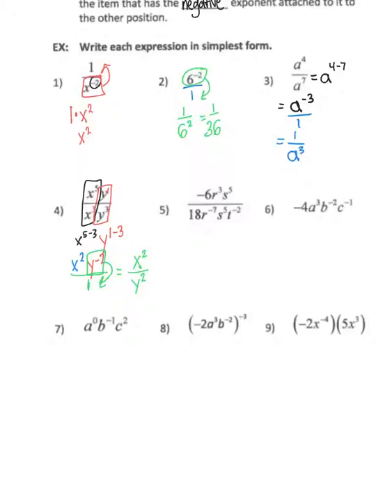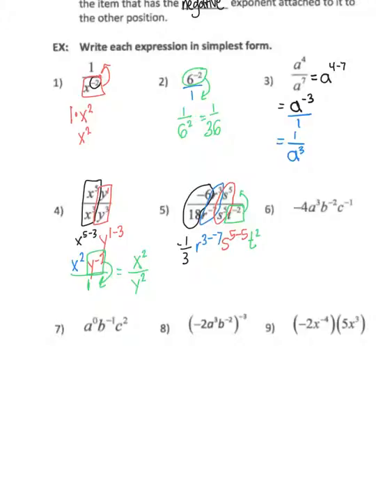Okay, let's look at number 5. I'm going to start with my constants out front here. I have negative 6 over 18. Well, I know that simplifies to a negative 1 over 3. Then I have my r to the 3rd and r to the negative 7th. So that's going to be r to the 3 minus a negative 7. Then I have my s's. I have s to the 5th minus 5. And then finally I have this t to the negative 2 on bottom. If I want that to become positive, I'm going to bring it up to the top. So then I get t squared.